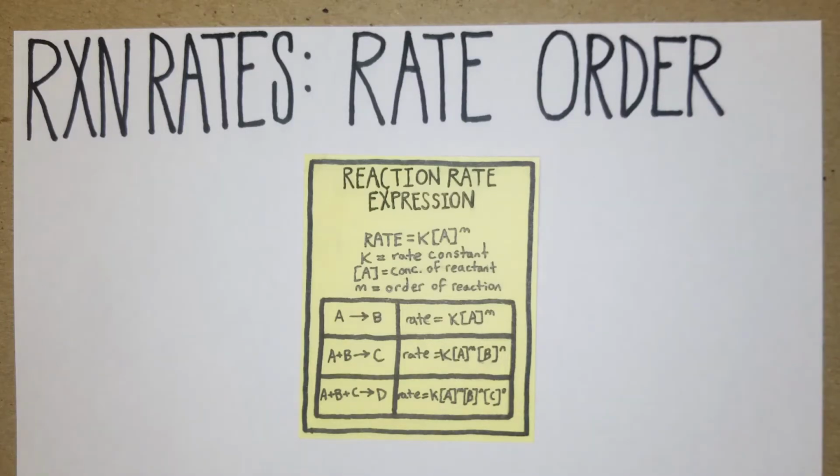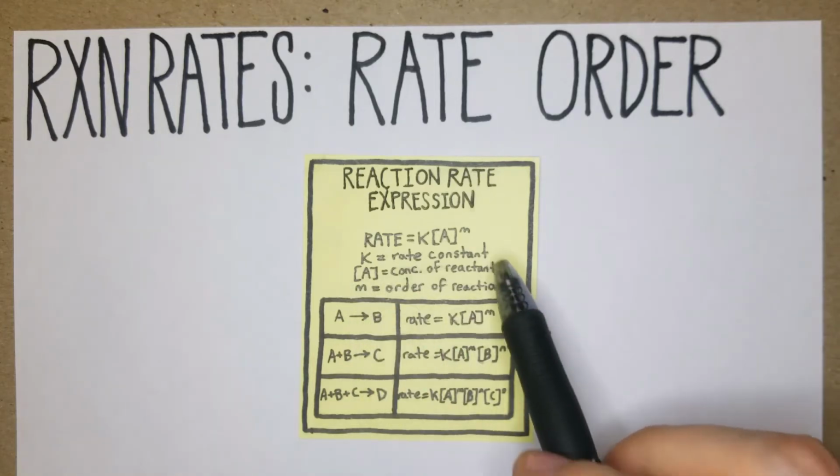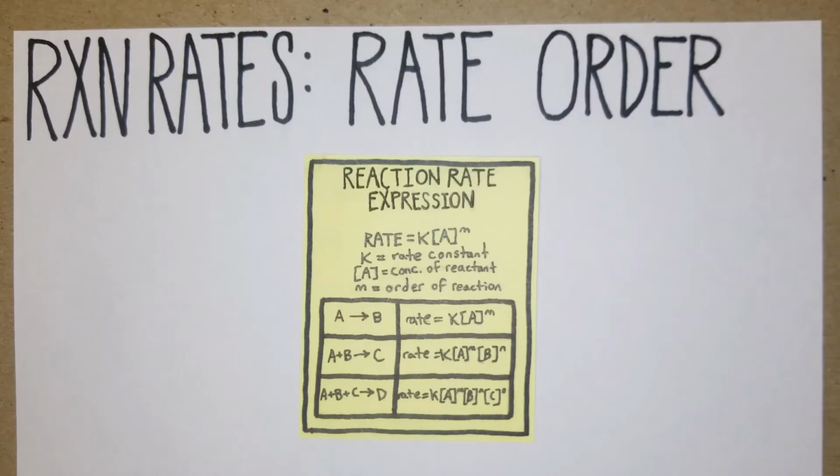K is the rate constant. Anything with a bracket is the concentration of the reactant, and the M here is the order of the reaction. And these are the general structures that correlate with those formats.